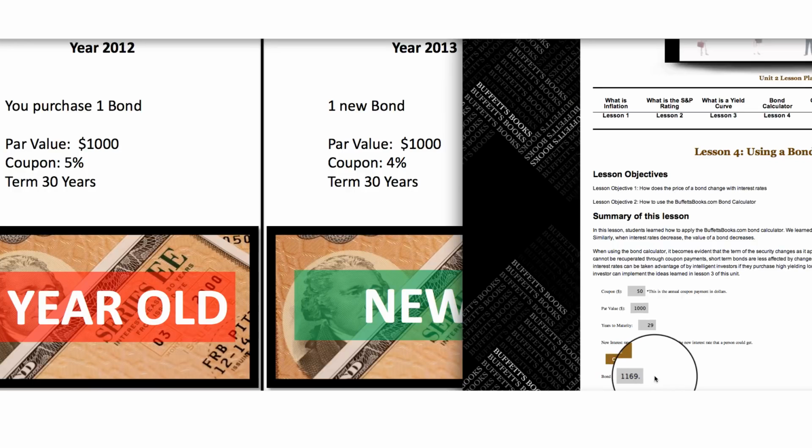So what would happen if we changed the years to maturity so that there was only a few years left until this bond became mature? Would you see that bond price go up or go down? So let's put that in. Let's just put in 1 year left on this bond.